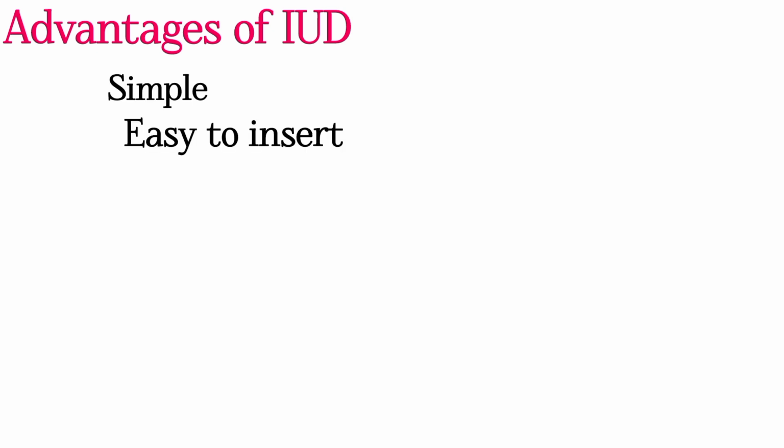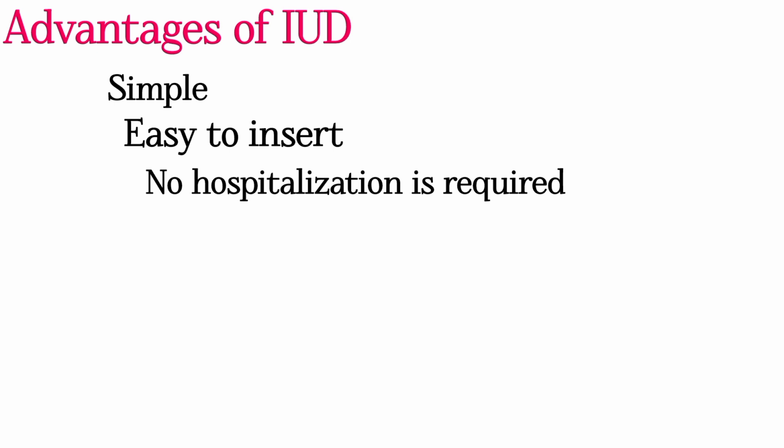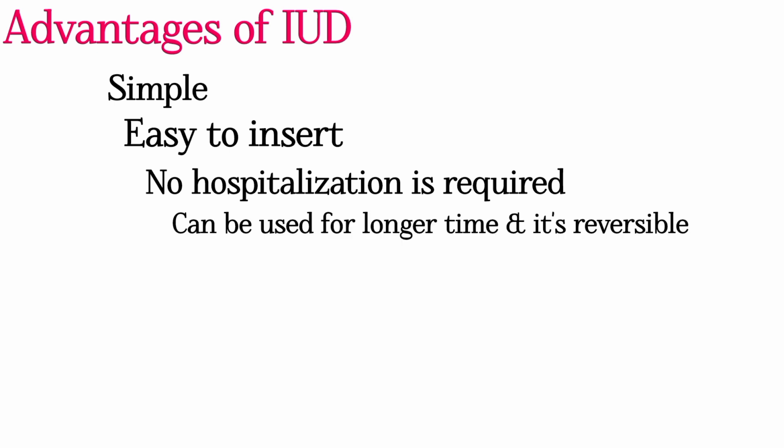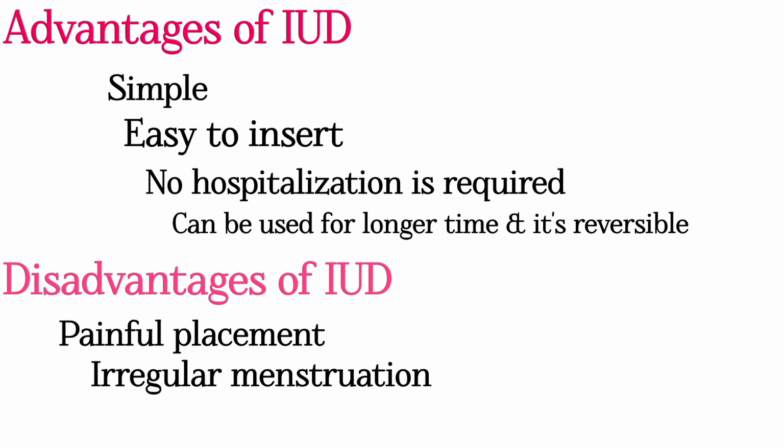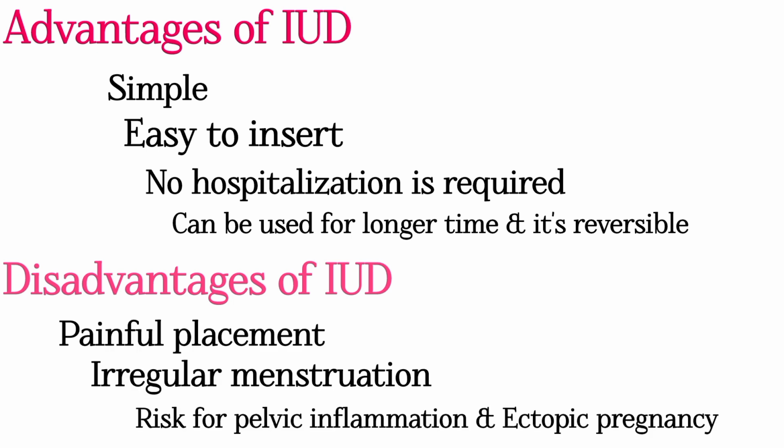Advantages of intrauterine devices: simplicity, easy to insert, and no hospitalization is required. Insertion takes only a few minutes. Once inserted, it can be used for a longer duration and it is inexpensive. Contraception is reversible by removing it. The disadvantages of intrauterine devices are painful placement, irregular periods, risk of cervical inflammation, and risk of ectopic pregnancy.